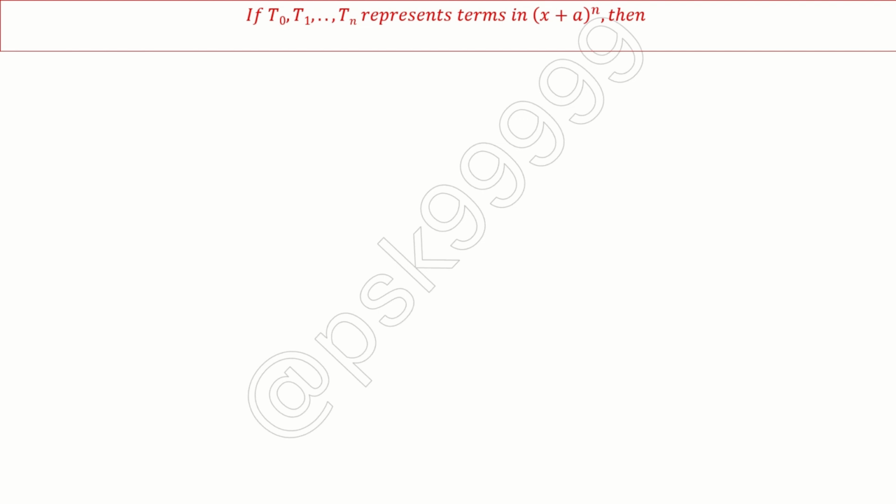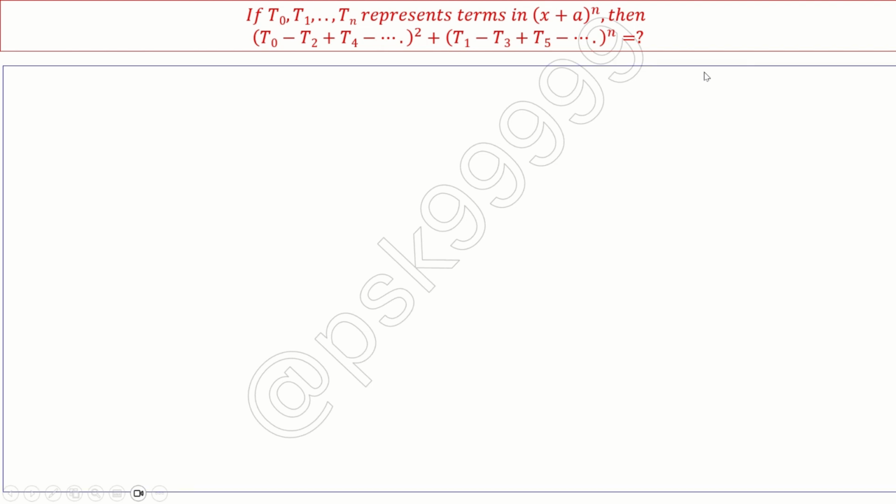If t0, t1, ..., tn represent the terms in (x plus a) to the power of n, then what is the value of (t0 minus t2 plus t4 minus and so on) whole square plus (t1 minus t3 plus t5 minus and so on) whole square? Sorry, this is whole to the power of 2, equal to how much? So this one is simple.